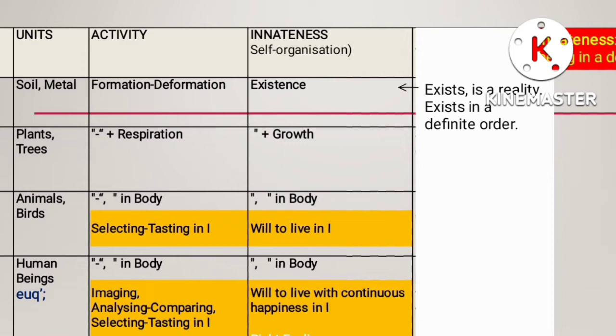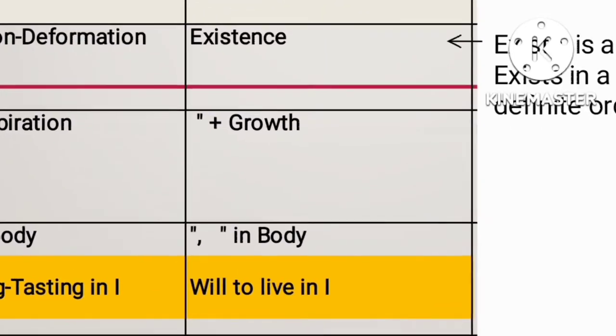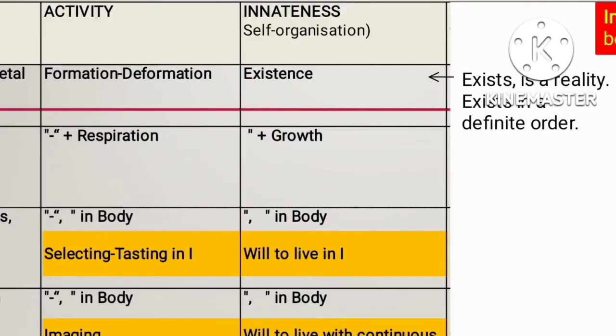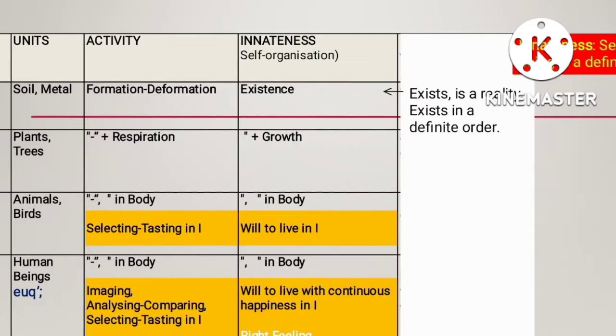In the same way, units of bio order also exist. Even if you destroy a plant, it will be in a different form. So existence is there. Plus there is growth. In physical units they don't grow, but in bio order, plants and trees grow. So that is the added innateness. They grow in size, weight, everything.